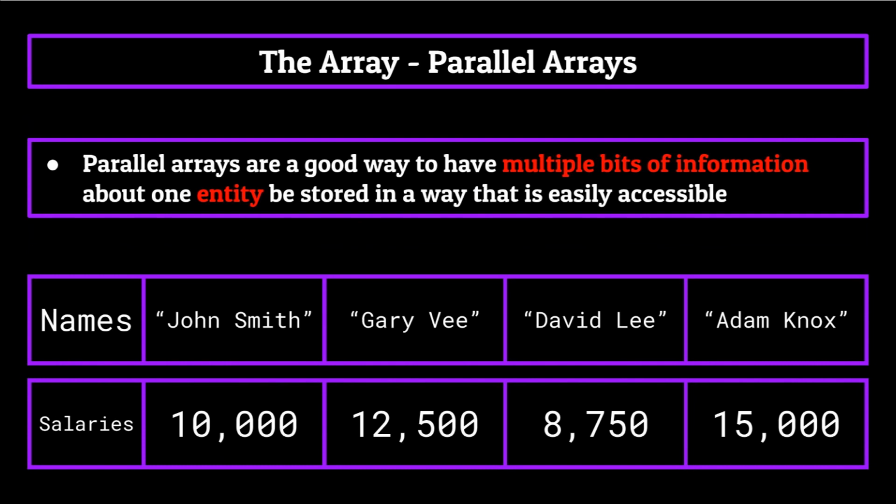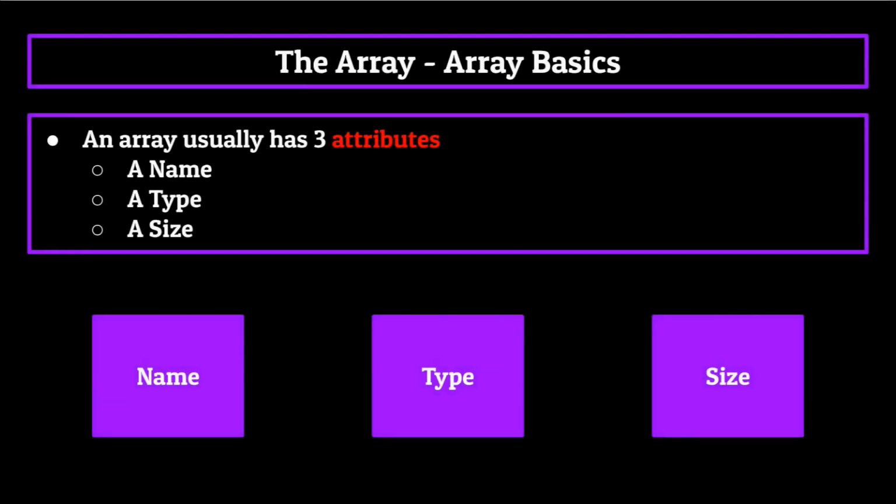Parallel arrays are a good way to have multiple bits of information about one entity be stored in a way that is easily accessible. This is also really good because, as you'll see later, we actually can't store differing types of variables in the same array. So we couldn't have the salary integers be stored in the same place as the name strings. Alright, tangent over. Let's get back to the attributes of arrays.